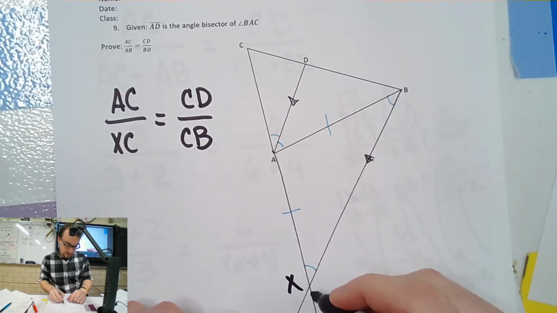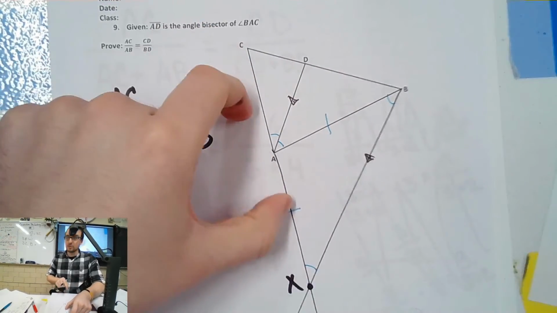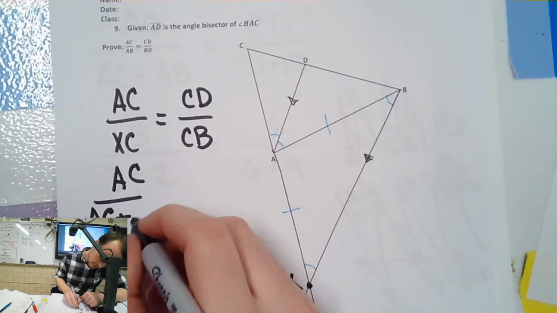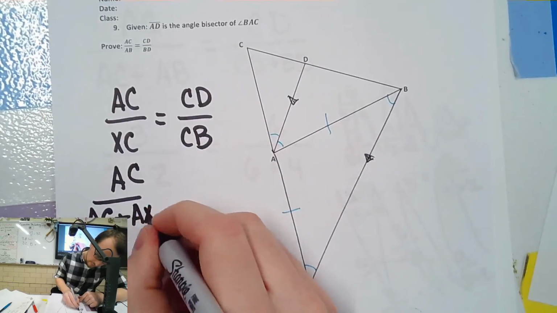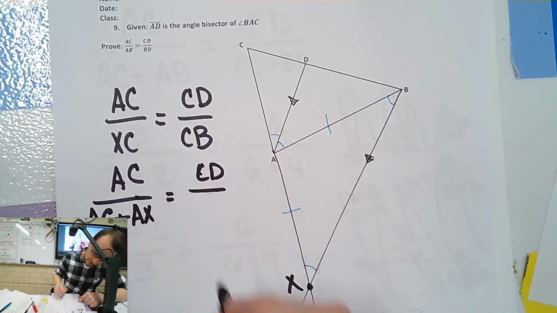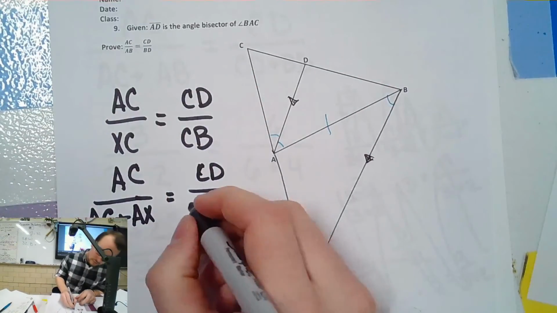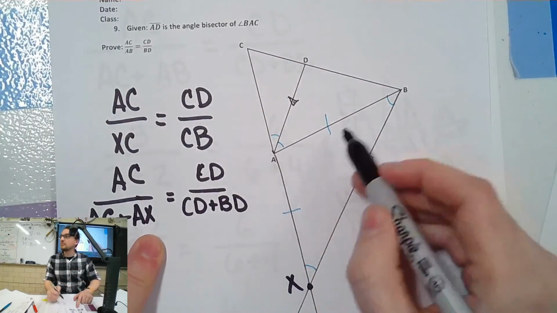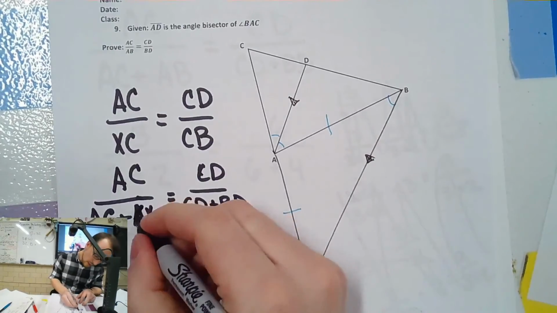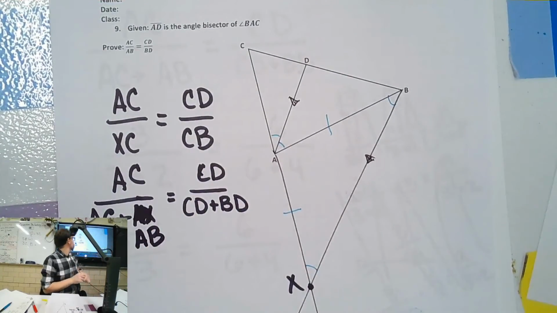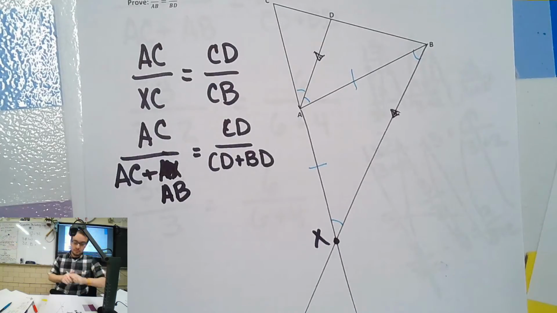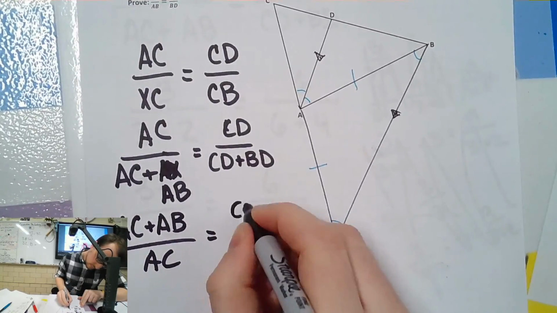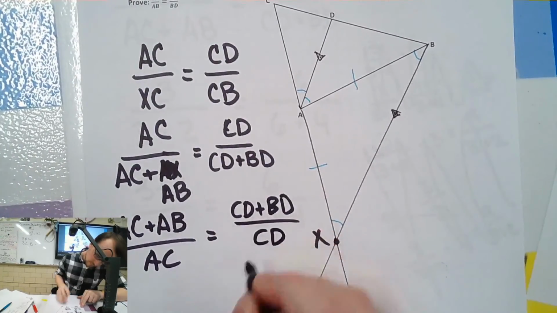Well, there's X. We said XC is these two segments put together. So it's AC plus AX. And CB is these two segments put together, CD plus BD. We said AX is the same thing as AD, right? Yeah, those are both congruent. We flipped them. Separated.